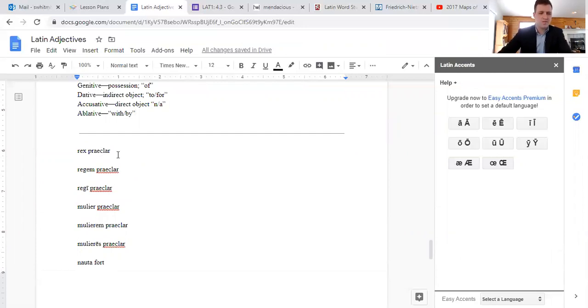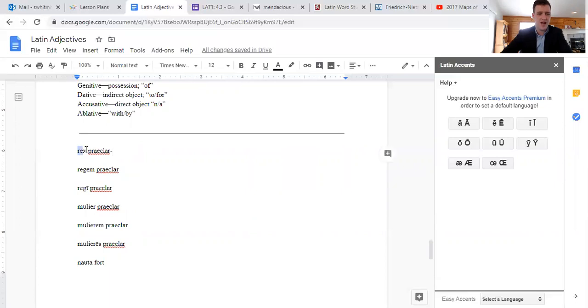And what I'm going to do is add the appropriate ending to the adjective to match the noun. So here's what I mean. First, we've got rex praeclar-. Now this is the stem of the adjective praeclarus, -a, -um, which means famous. It's a first, second declension adjective, so it's going to use first, second declension endings. Now we need to add the ending.